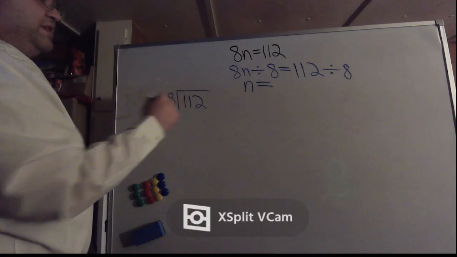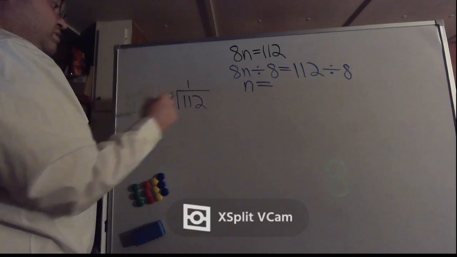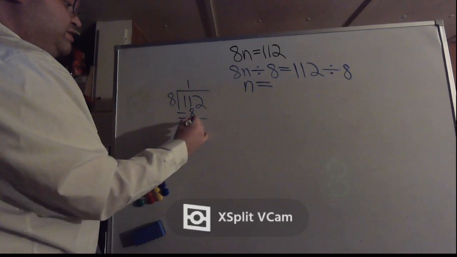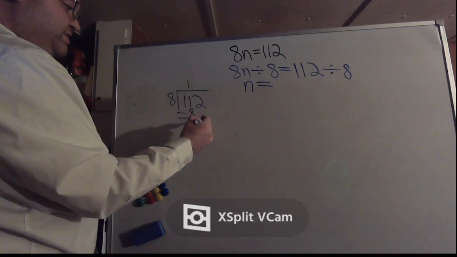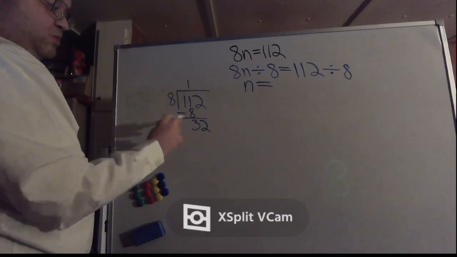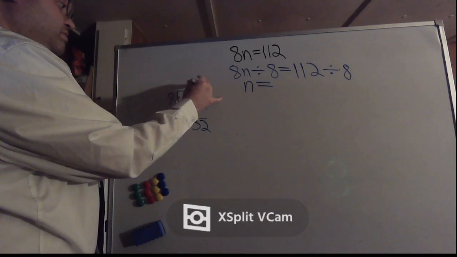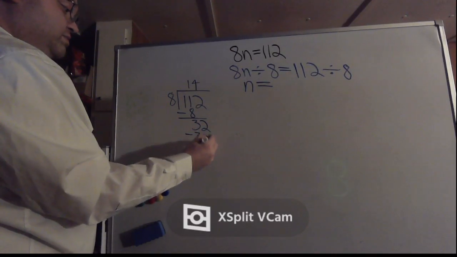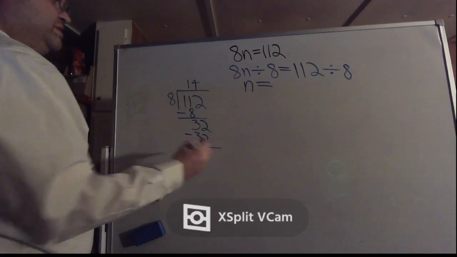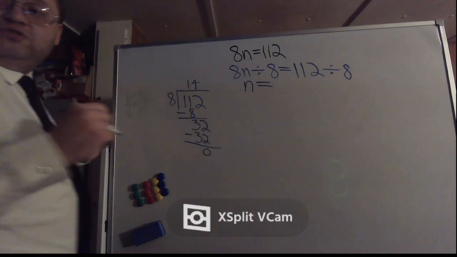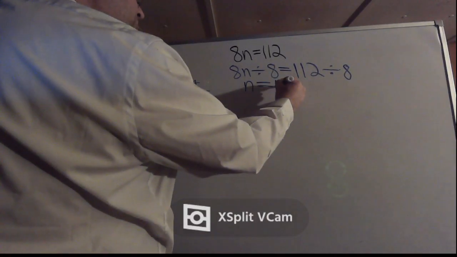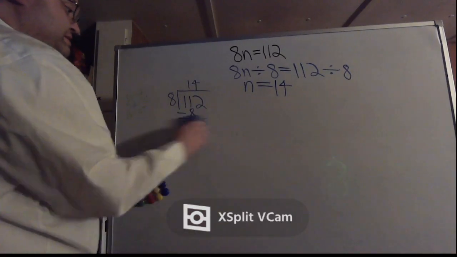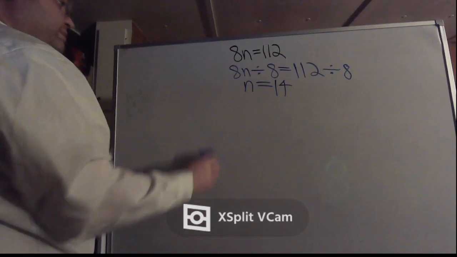8 goes into 11 how many times? Once. 1 times 8 is 8. So 11 minus 8 we know is 3. You bring down the 2. 8 times what equals 32? That's 4. 4 times 8 is 32. 32 minus 32 is 0. So your answer to that is going to be 14. n equals 14. But we're not done yet. We want to check.